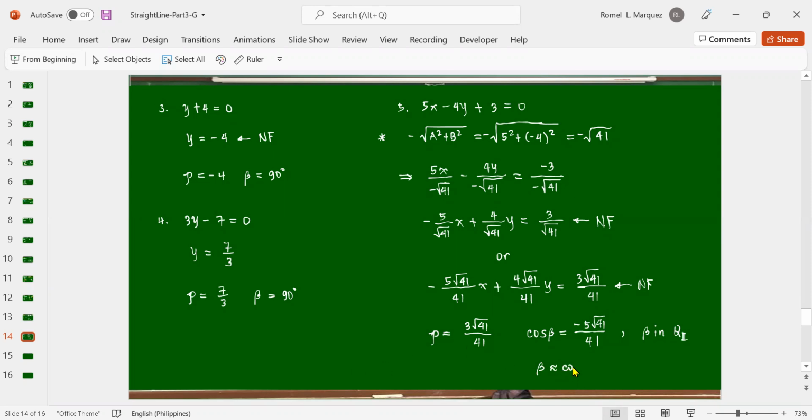So beta therefore is approximately, so that is inverse cosine of what? What is that approximately, guys? Approximately 141 degrees or 141.34 degrees. So that's beta. Okay, guys?